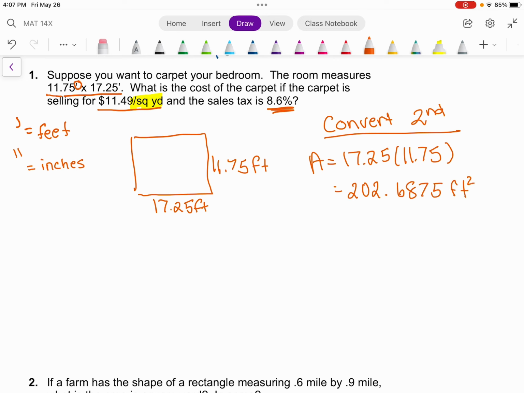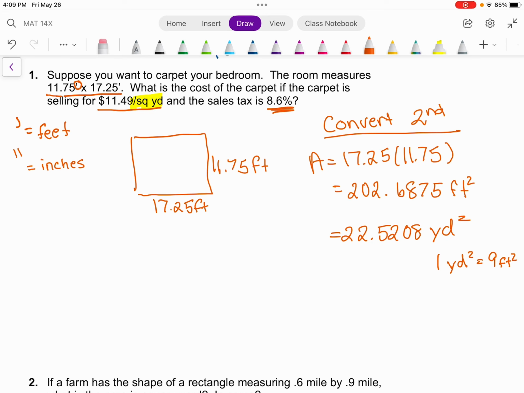And the reason this conversion happened was because 1 square yard is equal to 9 square feet. And so if you divide that square feet measure by 9, you would end up with your square yard measure. So that's if you convert second. The other option was to convert first. And so I'm going to do that one in purple.